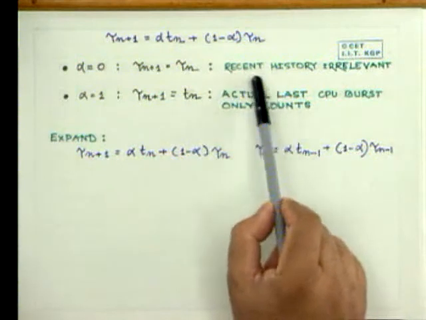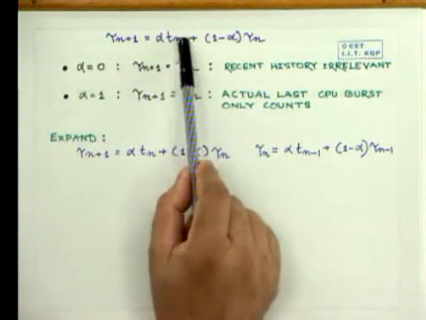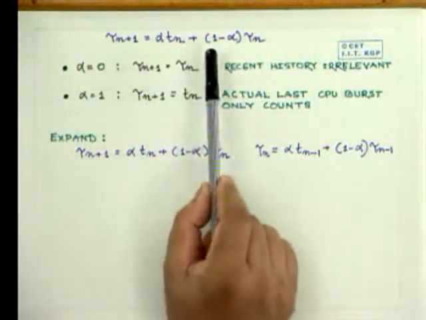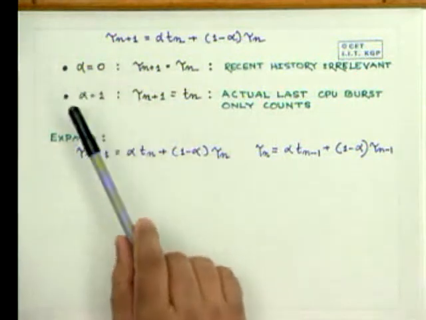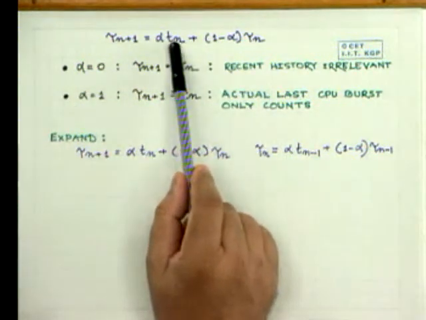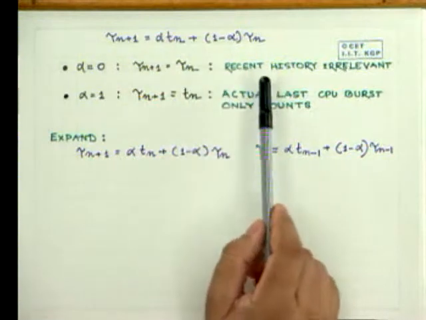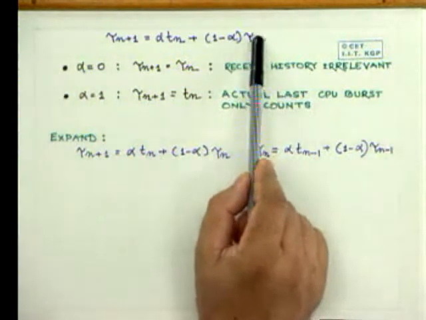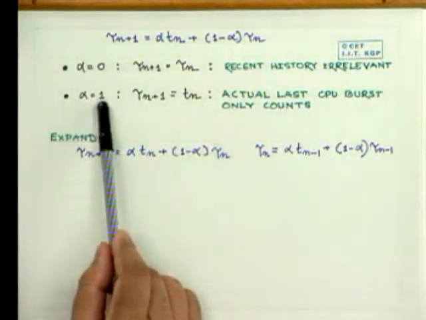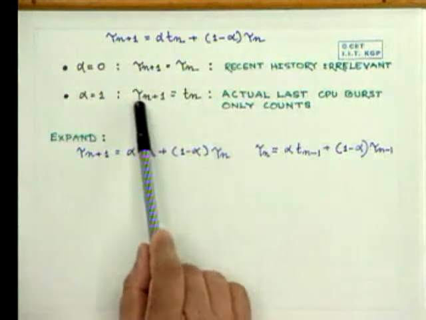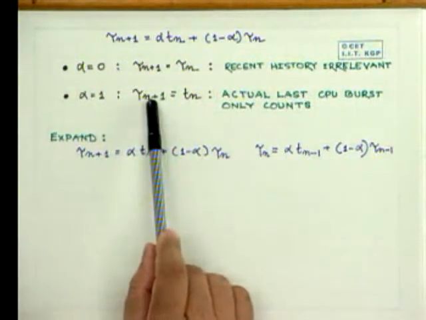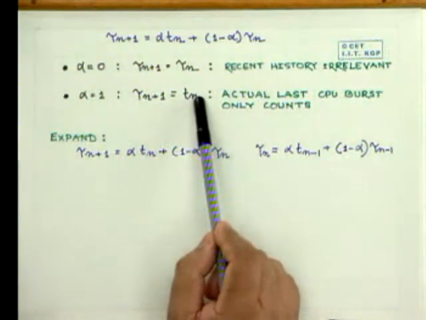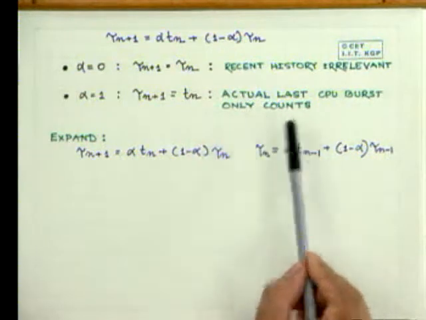and therefore the recent history is irrelevant. What time it took in the previous instant is unimportant. The most recent history is unimportant, and it depends upon tau n only, that means the predicted value in the previous instant of time. And if alpha equals 1, then tau n plus 1, the predicted value of the next CPU burst, is taken to be the actual last CPU burst. Therefore, only the actual last CPU burst counts.